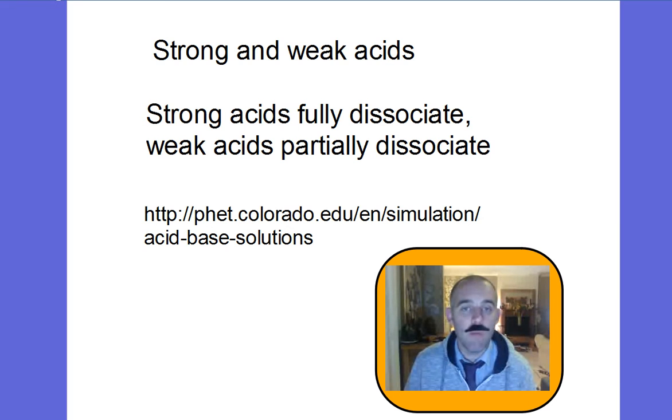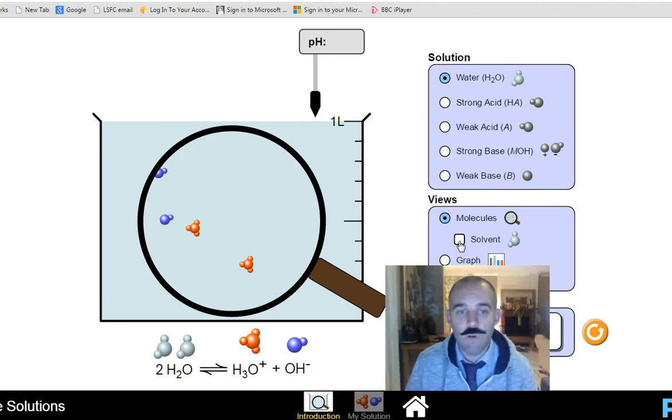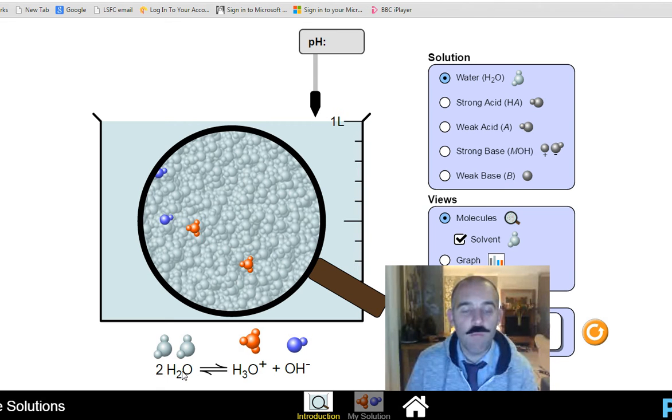Now, if we have a little look at what I mean by that, I've got a little program here. Okay, so this is a simulation. This is water here, water molecules. Okay, water partially dissociates itself. Okay, so if you've got two water molecules, they break up into the oxonium ion and the hydroxide ion. So if I just take away the solvent there, you can see there we've got the oxonium ion and the hydroxide ion, but we've also got a huge amount of water as well. Only a small amount of water dissociates. See, this reaction can go either way, it's reversible.